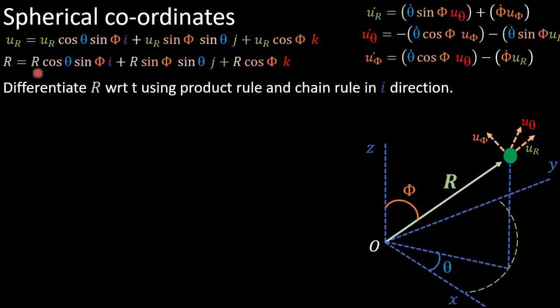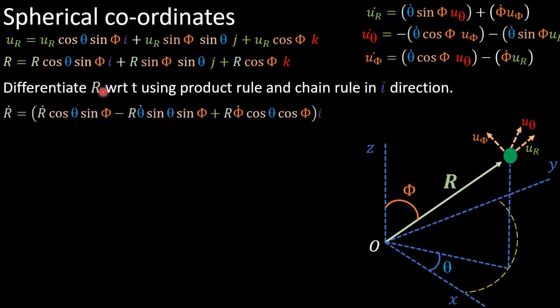Okay, so I'm going to differentiate this term here in the I direction with respect to time. Okay, and that's going to give me this. First I'll differentiate r to get r dot there, and I'll leave everything else alone. And then I'll differentiate cos theta with respect to time to get minus sine theta. Okay, and I get a theta dot pop up because of the chain rule. And then I'll differentiate sine phi there to get cos phi here, and again a phi dot will pop up because of the chain rule.